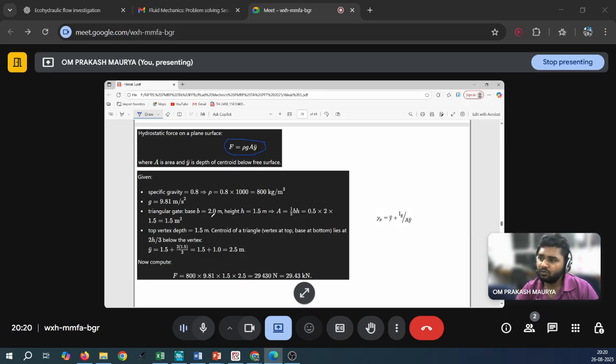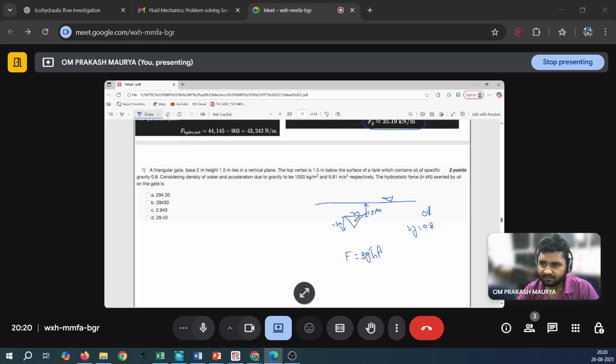So base is 2 meter, height is 1.5 meter. So the area of the triangle will be half b into h. So it will be 1.5 meter square. And the depth is given as 1.5 meter. So the centroid of the triangle, how much? This is h, which means what? This is your centroid. So this will be h by 3.